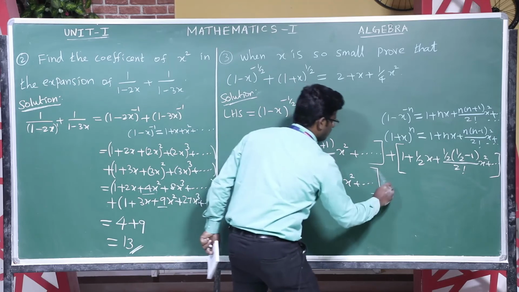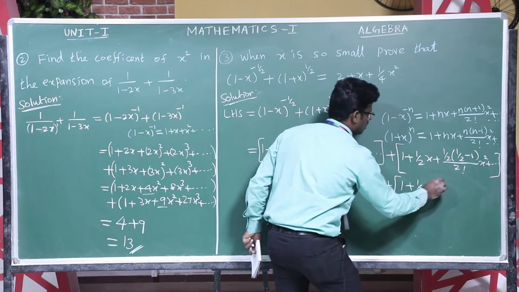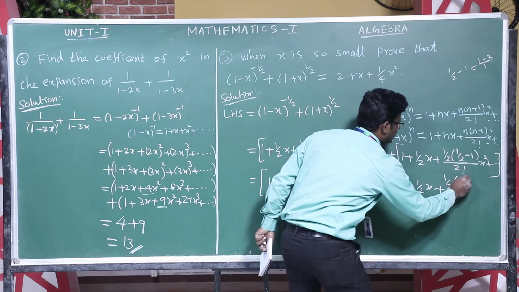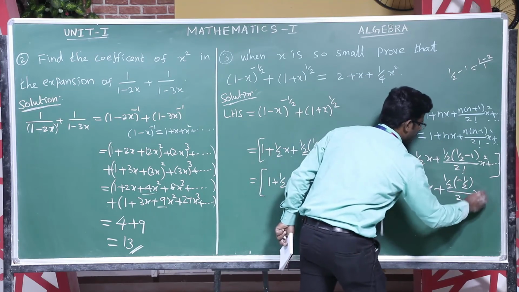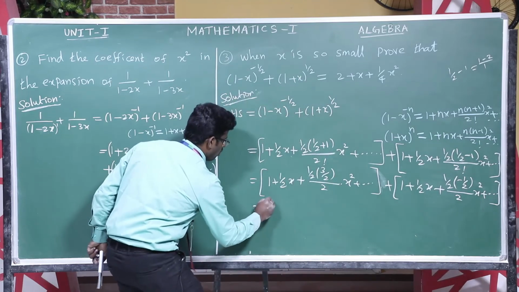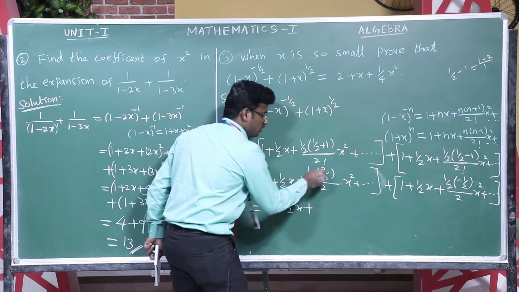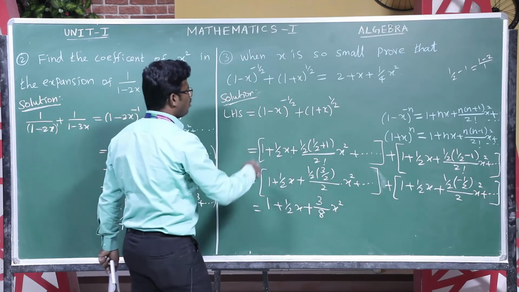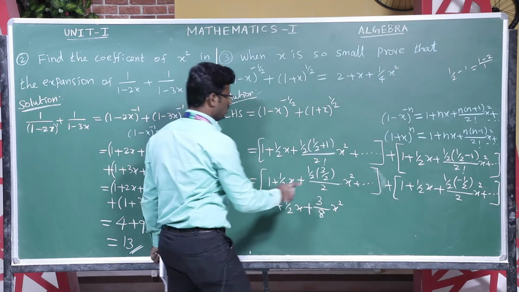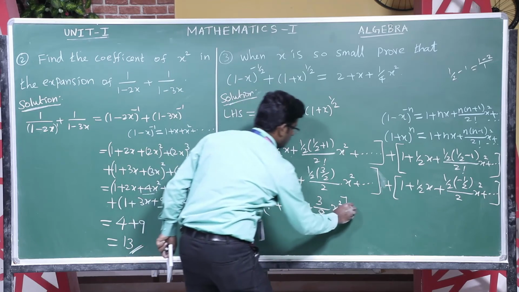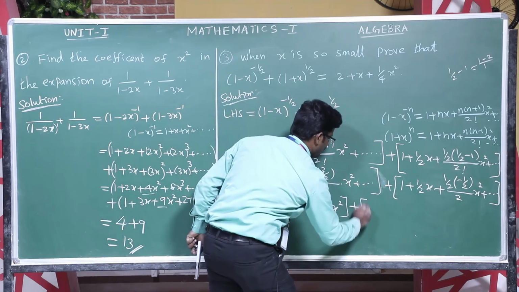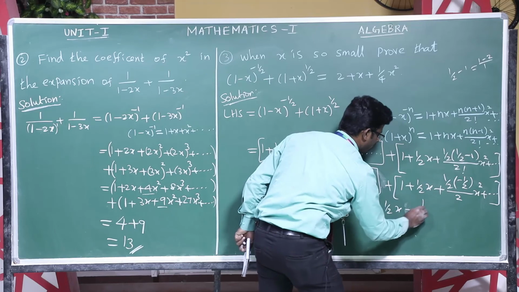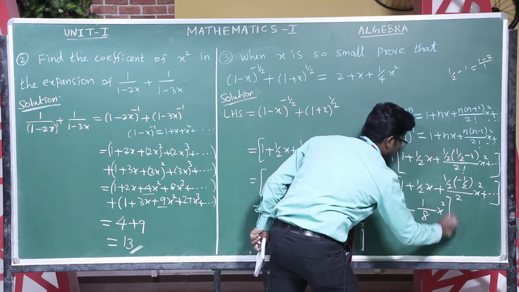Then plus 1 plus 1 by 2 x plus 1 by 2 into 1 by 2 minus 1. Cross multiplying, 1 minus 2 divided by 2 is minus 1 by 2, divided by factorial 2, into x square plus etc. So the first is 1 plus 1 by 2 x plus 1 into 3, that is 3 divided by 2 into 2 into 2, that is 3 by 8 x square. Omitting higher powers, because the right hand side is only up to x square. The second is 1 plus 1 by 2 x plus minus 1 into 1 over 2 into 2 into 2, that is minus 1 by 8 x square. Here also omitting higher powers.